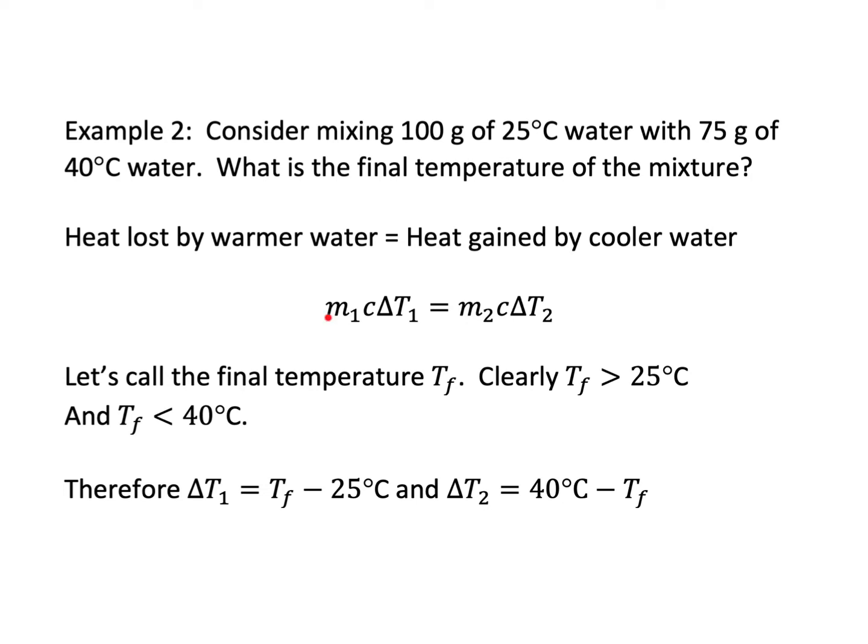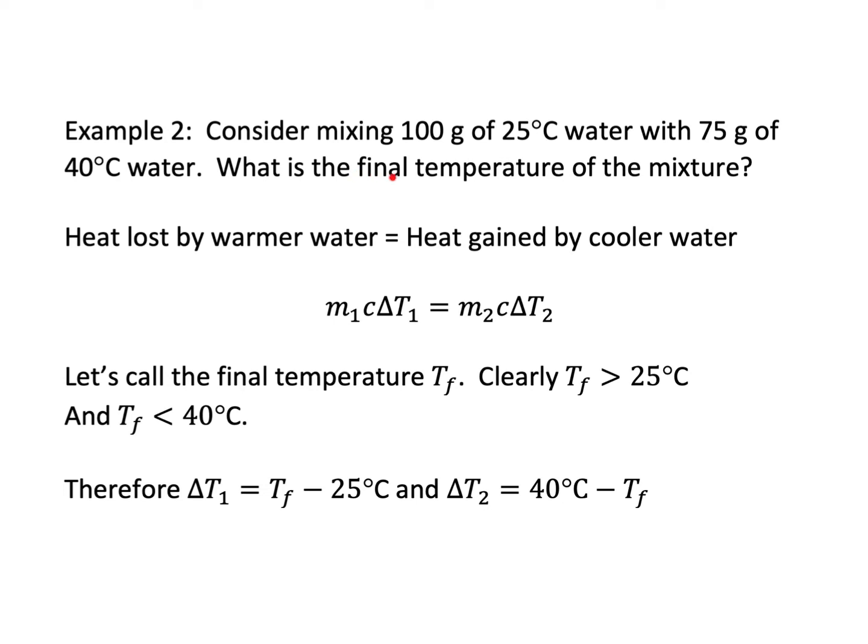For the warmer water, it's going to be M1 C delta T1, and for Q2, it's going to be M2 C delta T2. Now it's the same substance, so the C's are going to be the same, the specific heat for water. And that's something you'll either be given in a problem or you can look up on a table or with Google. But basically, you're always going to know what C is, and you're just going to plug the number in.